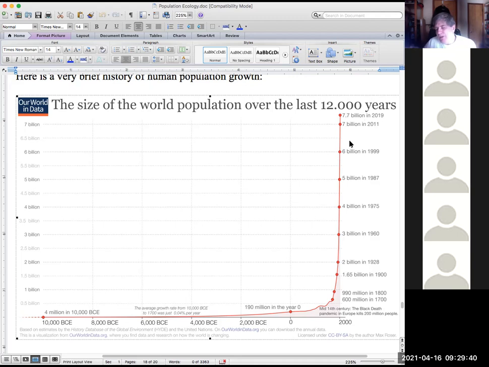So one of the things that scientists are worried about is how to slow population growth. Because besides just the sheer number of people, if we look at today, if we have 7.7 billion people and we go back roughly 100 years when there were 2 billion people, well, if you have 3.5 or 4 times as many people, guess what? They consume more resources.